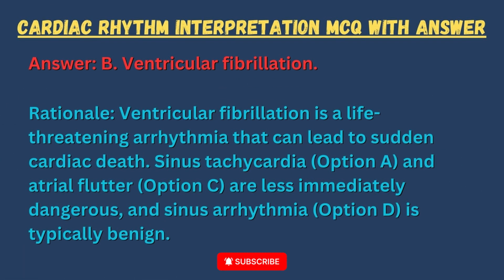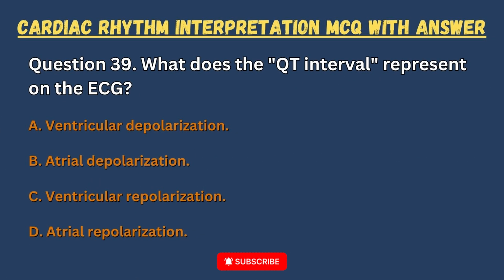Answer: B. Ventricular fibrillation. Rationale: ventricular fibrillation is a life-threatening arrhythmia that can lead to sudden cardiac death. Sinus tachycardia, Option A, and atrial flutter, Option C, are less immediately dangerous, and sinus arrhythmia, Option D, is typically benign. Question 39. What does the QT interval represent on the ECG?